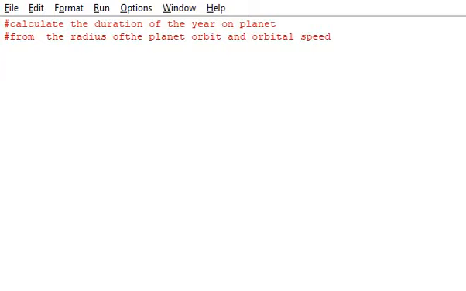We are writing a Python program to calculate the duration of the year on a planet. So first of all, we have to import the constant pi from the math module. To do that, which has been done, then the radius has to be input.